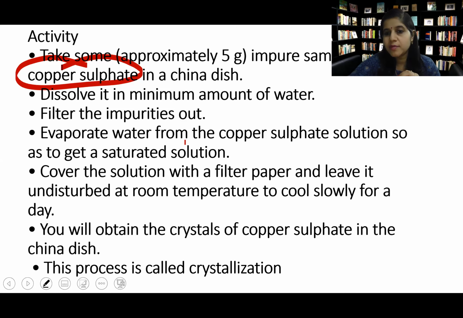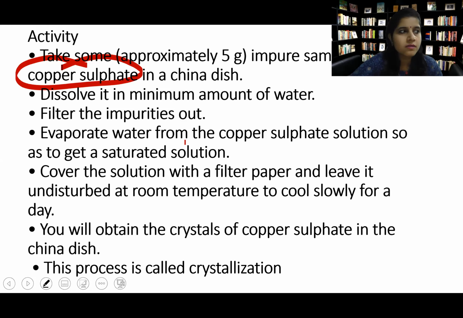How can we filter the impurities? By the help of filter paper. And after that, you evaporate water from the copper sulfate solution. How can we evaporate? By the help of a Bunsen burner. Start heating, so water will evaporate and copper sulfate will remain in the china dish. And now you get the saturated or thick solution of copper sulfate.